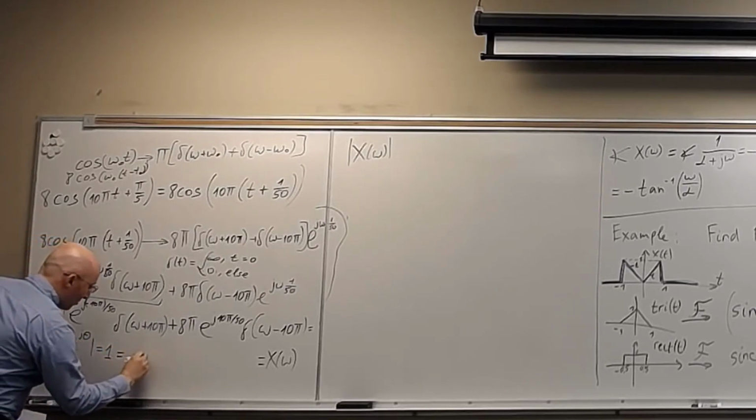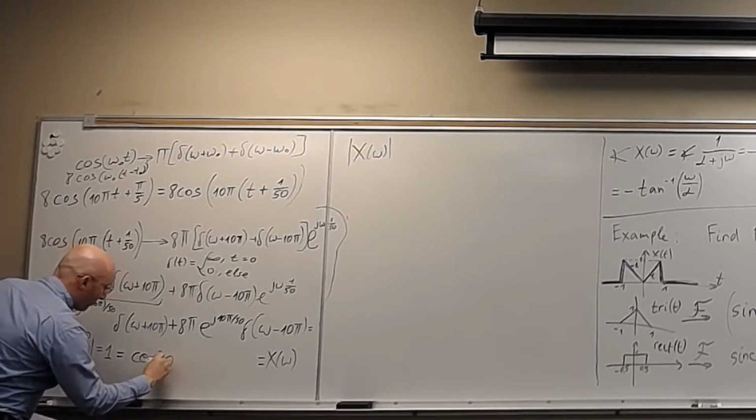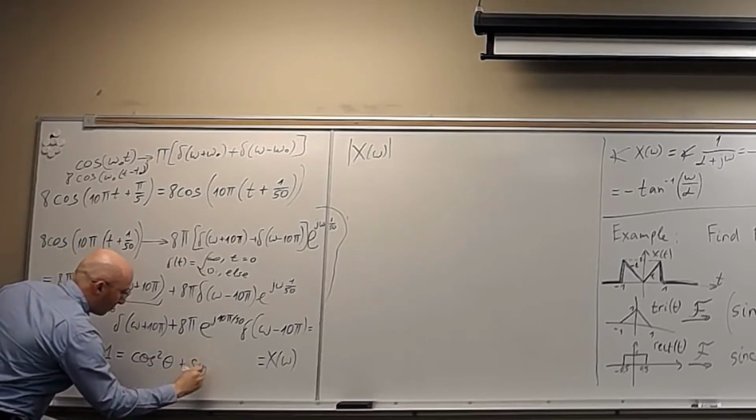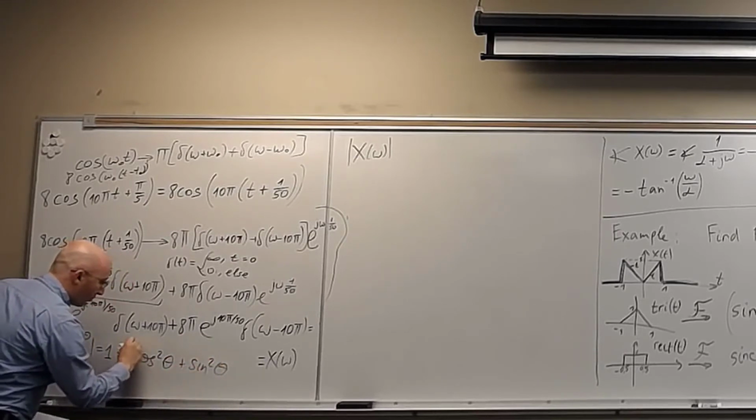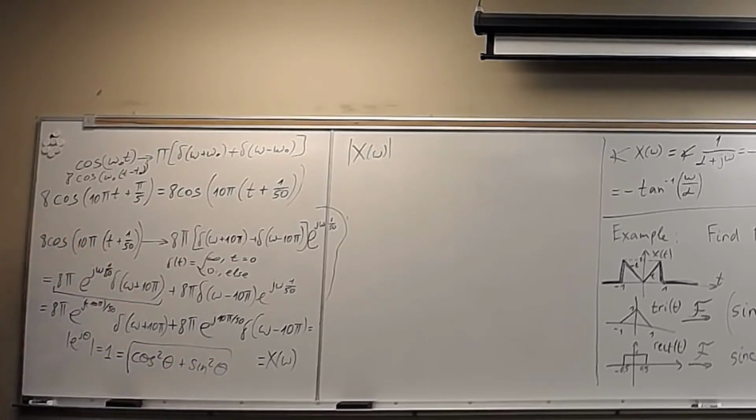This is cosine squared plus sine squared, and the square root of that, from the earlier theorem. So what is that thing? Cosine theta plus j sine theta. Again, the Pythagorean theorem of cosine and sine will give you cosine squared plus sine squared, which by the trigonometric identity is 1. Okay. Now what? So this is 8 pi times 1 times what?